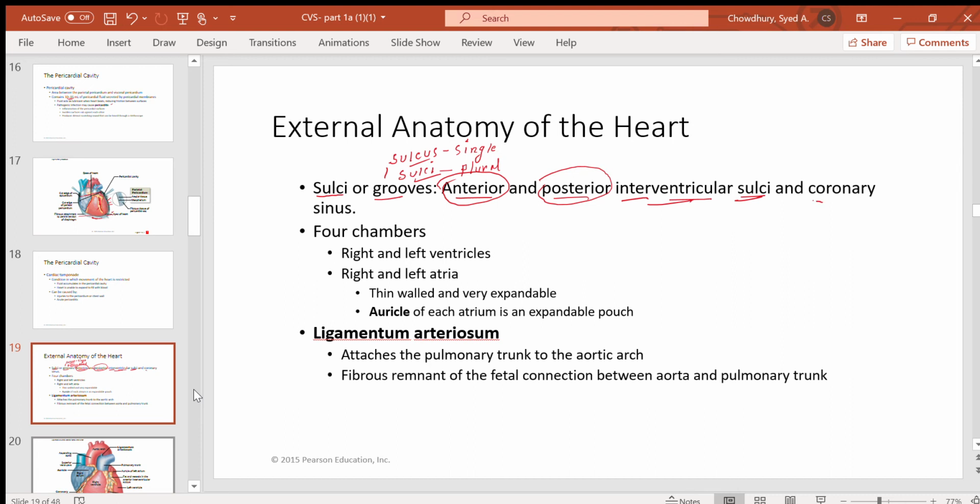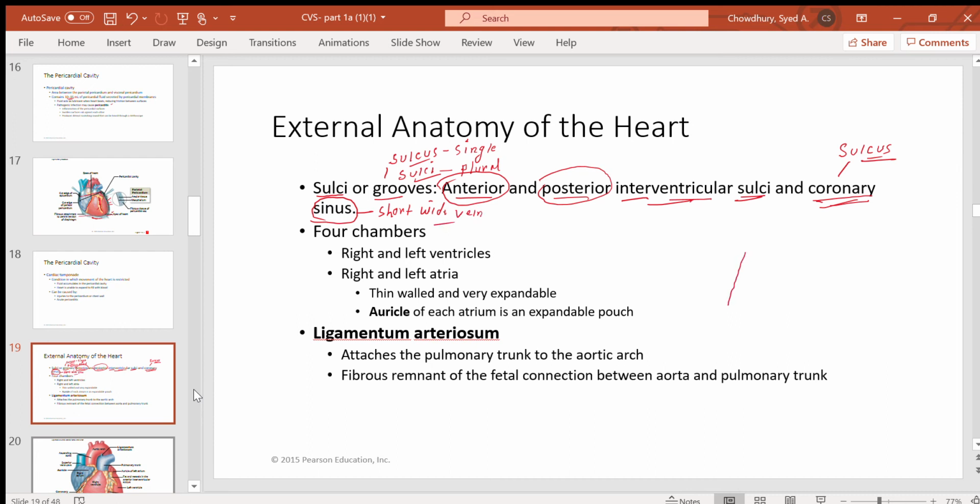sulcus that is called the coronary sulcus. I will say sulcus because only one, right? And in the coronary sulcus, you have a short vein that is called the coronary sinus. So remember, sulcus is the groove, coronary sulcus, and inside that groove you have a short wide vein, that is called the coronary sinus.